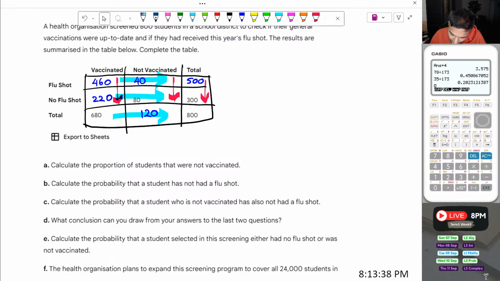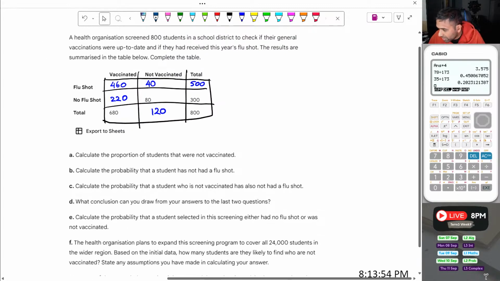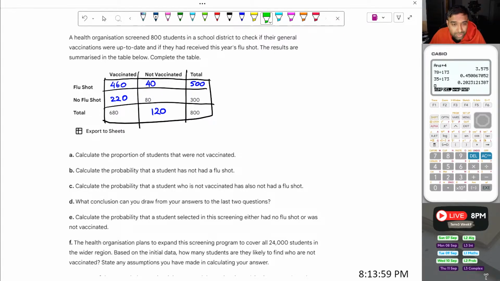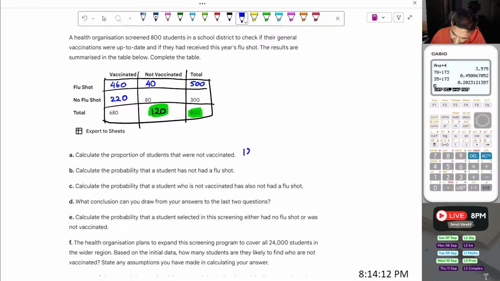Okay, so let's go through question A here. I'm just going to get rid of the highlighted parts, because for these questions I'm going to need the highlighters to go through this. So we've got, calculate the proportion of students that were not vaccinated. So this is the total that was not vaccinated, and that's out of 800. So we're just going to write it down as 120 out of 800.